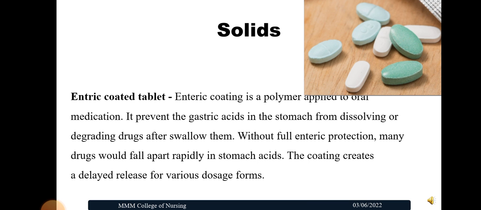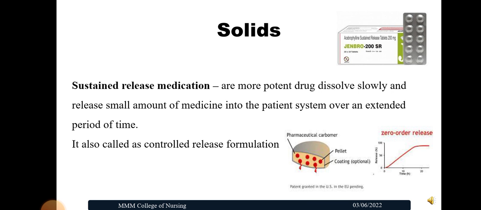Enteric-coated tablets. Enteric coating is a polymer applied to oral medication. It prevents the gastric acid in the stomach from dissolving or degrading drugs after they are swallowed. Without full enteric protection, many drugs would fall apart rapidly in stomach acid. The coating creates a delayed release for various dosage forms. Sustained release medication. These are more potent drugs dissolved slowly, releasing a small amount of medicine into the patient's system over an extended period of time. It is also called controlled release formulation.